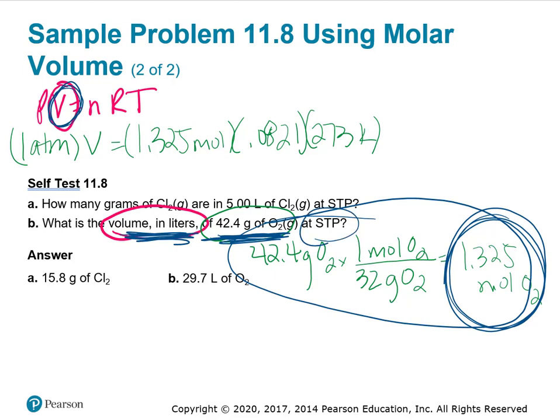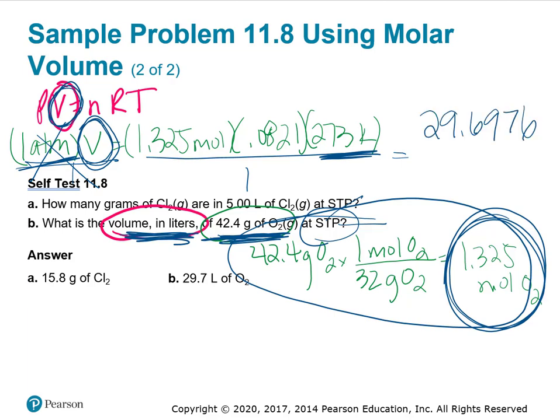At STP, so I'm given temperature and pressure. Temperature is 273 Kelvin, and standard pressure is 1 atm. So our only unknown variable here using our ideal gas law is V. And to get V by itself, we're going to divide by 1. So this whole thing divided by 1 will just be my volume. My calculator spit out 29.6976. This would be liters.